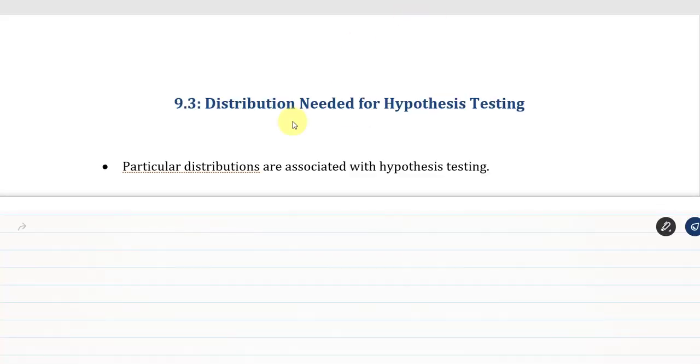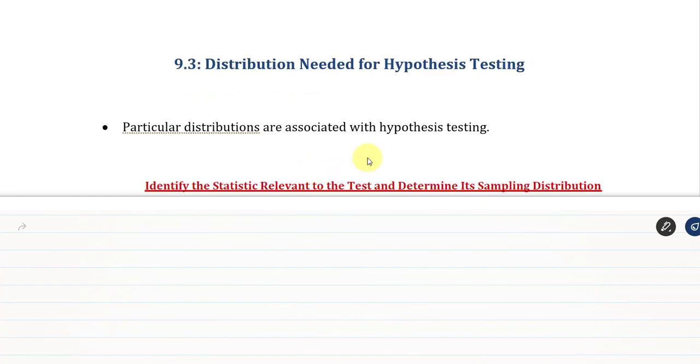In this video, we are discussing the distributions needed for hypothesis testing. To test a hypothesis, it is necessary to select an appropriate statistical technique. In this chapter, we are focusing on a few particular distributions that are associated with hypothesis testing.